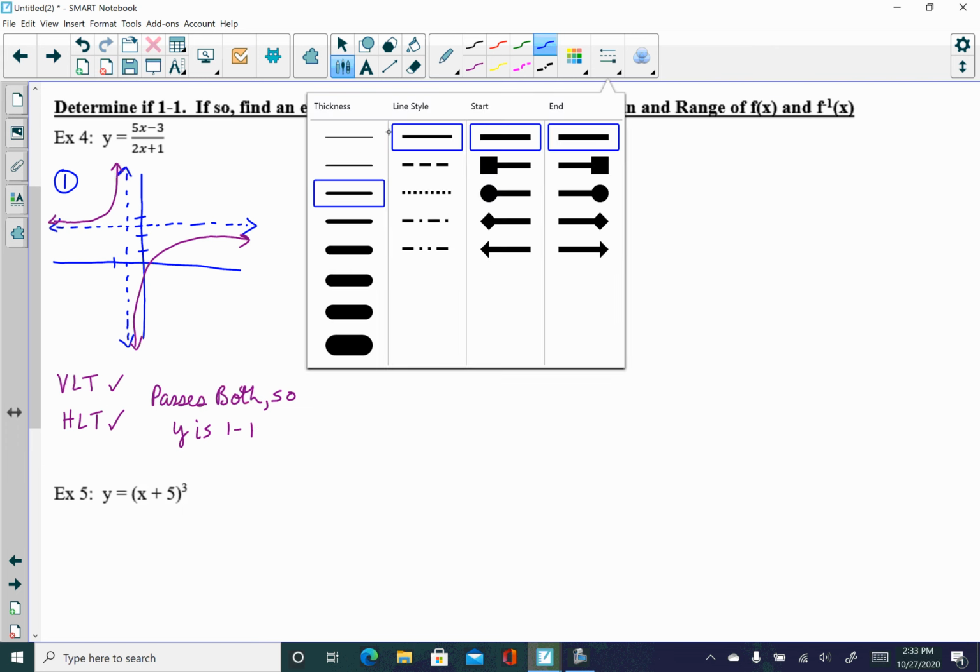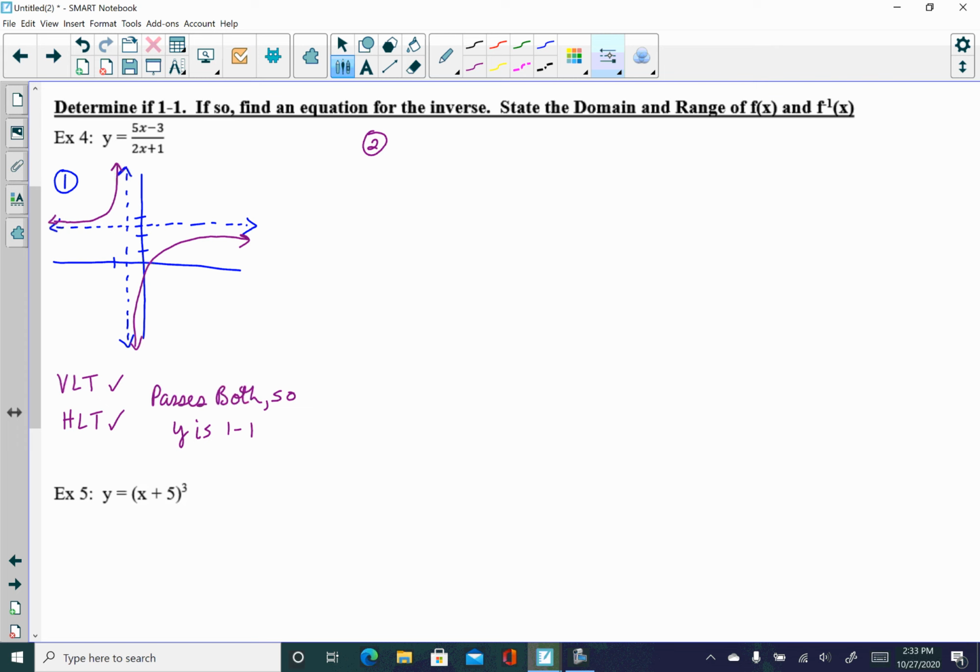Step 2, let's find the inverse. To find your inverse, I'm going to write out my function here. y equals (5x minus 3) over (2x plus 1). The steps above said switch x and y. So everywhere you see a y, you plug in x, and everywhere you see an x, plug in y. And now my goal is to solve for y again.